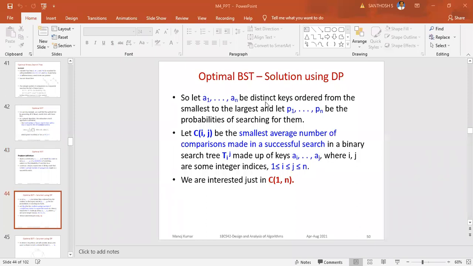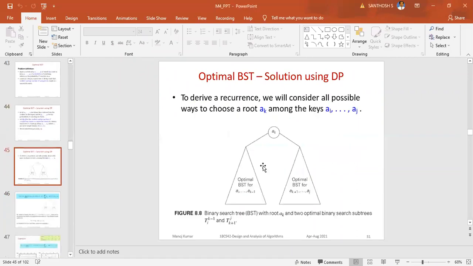Solution using DP. Let A1 to AN be distinct keys ordered from smallest to largest, and P1 to Pn be the probabilities of searching for them. Let C of ij be the smallest average number of comparisons made in a successful search in the binary search tree. So we are interested in just C of 1 to n. So how to derive the solution?